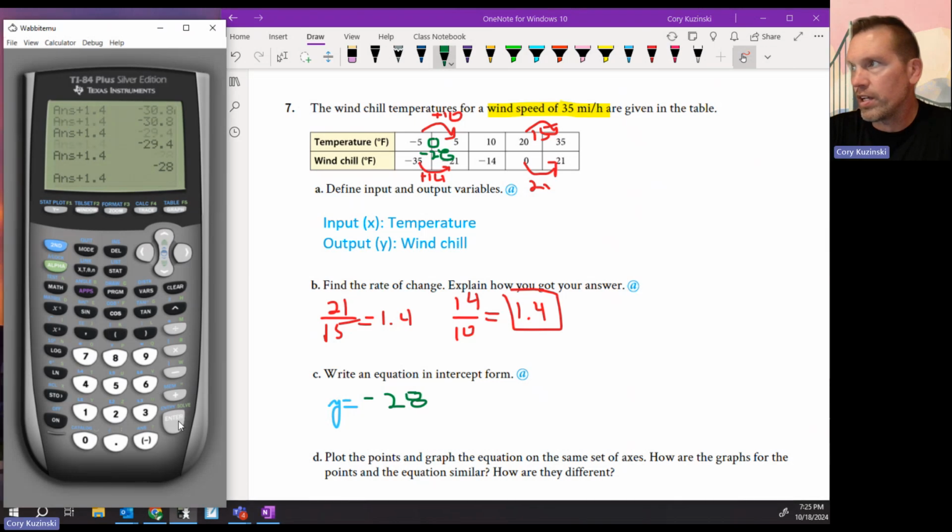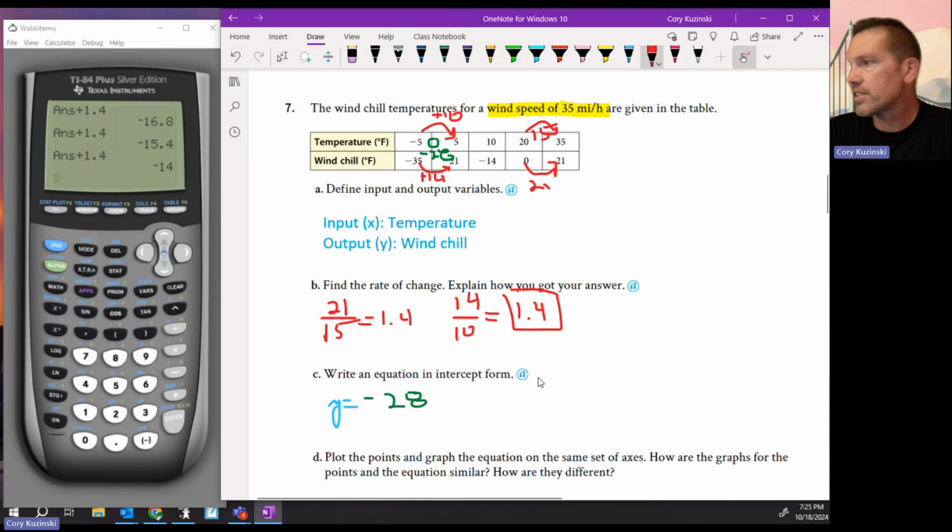And then we've got 1, 2, 3, 4, 5. Yep, negative 21, 6, 7, 8, 9, 10, negative 14. Okay, so there we go. Plus the 1.4 times x. Boom, got our equation.